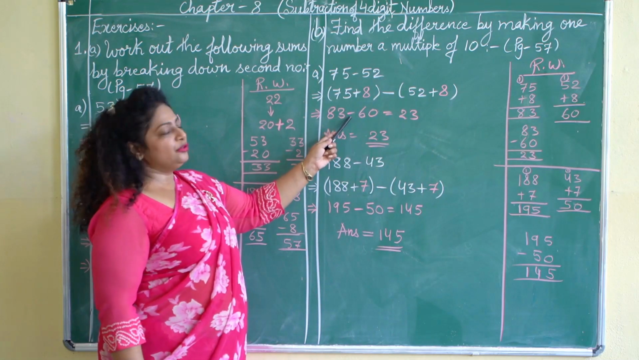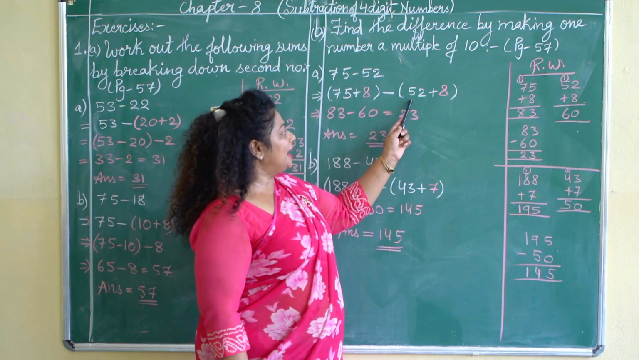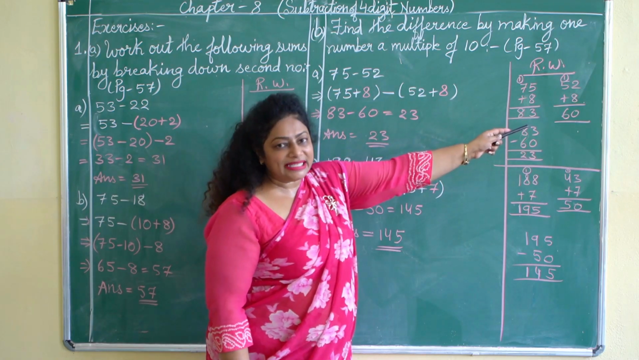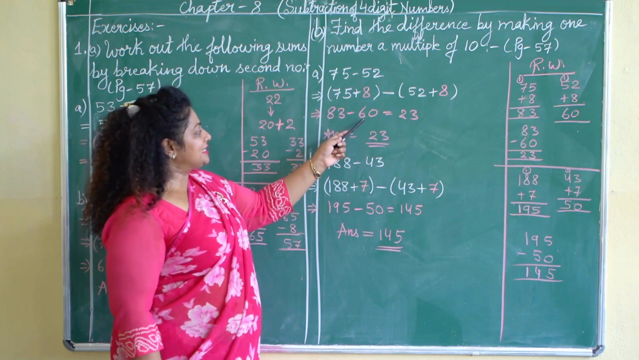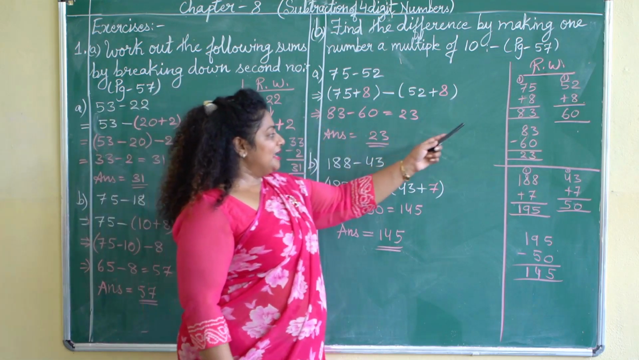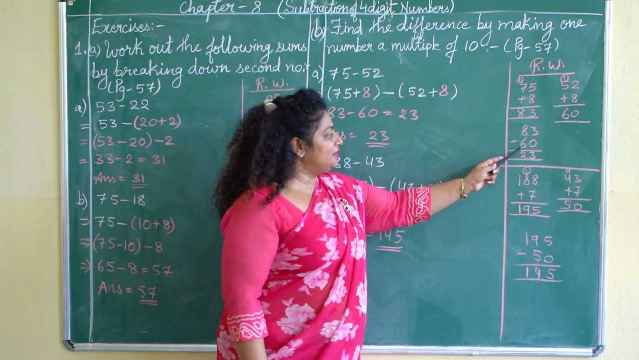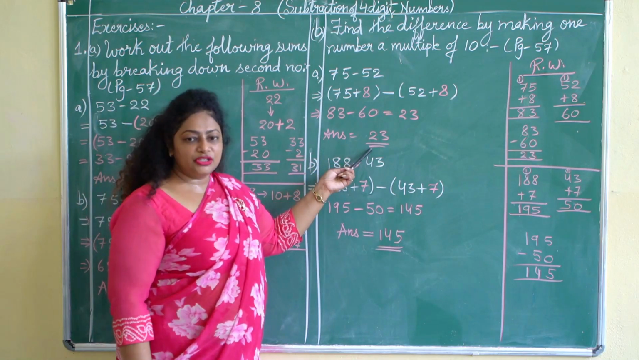Minus sign will be noted down as it is. Let us solve the other bracket. The other bracket is 52 plus 8. 52 plus 8 will give you 60. So let's write 60 over here. When we subtract 60 from 83, as I have shown you in the rough column, 83 minus 60 will give you 23. So the answer we got is 23.